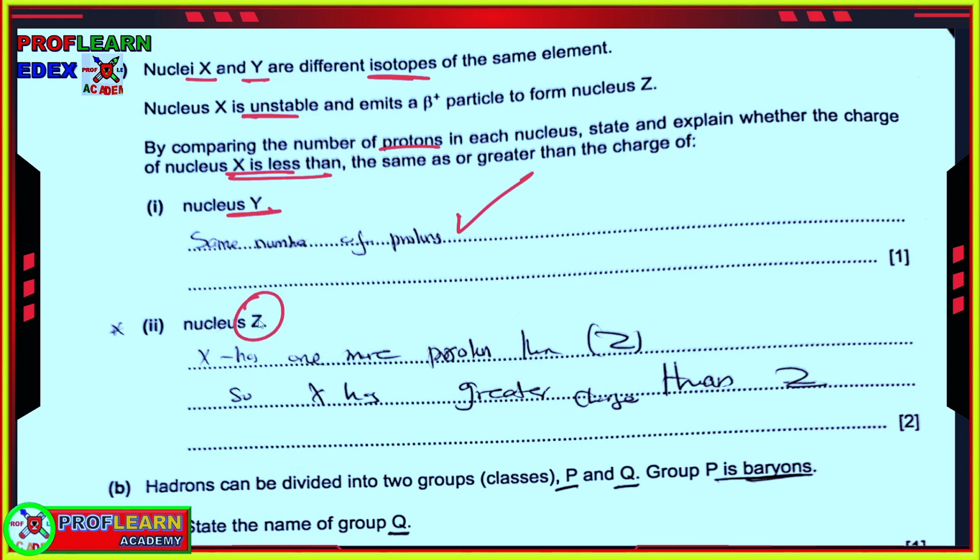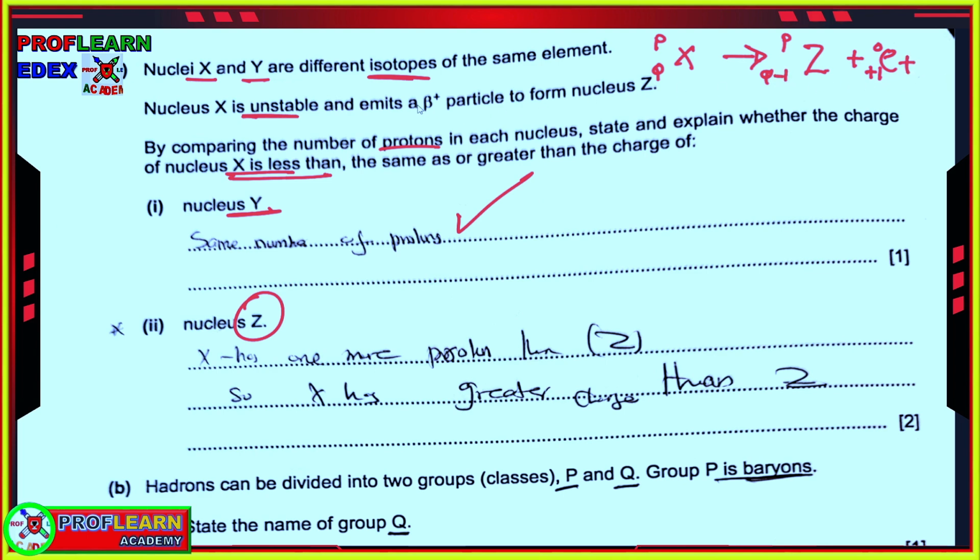Nucleus Z. X has one more proton than Z, because X decays to form Z, and it is emitting beta plus. That is a positron. So if for instance this is P and this is Q, this is 0. This is going to be P because the mass number here is 0, and for Q, this is a positive, so this is going to be Q minus 1.